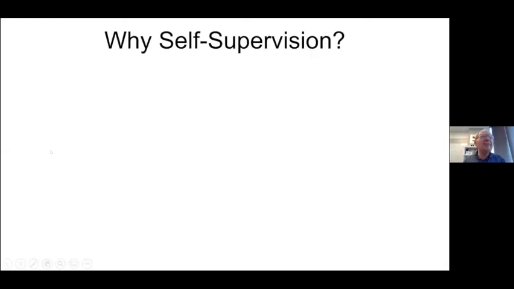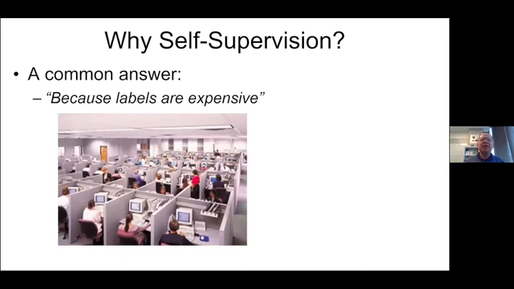Before I begin, maybe we should think about why use self-supervision. What's the reason for using self-supervision? The classic answer that I hear a lot is, well, self-supervision is great because labels are expensive. So instead of clicking on lots and lots of images over and over again, wouldn't it be great if we didn't have to do that? If we just had the data supervise itself. This is a common answer, and there is some truth to it, but it's not my favorite answer.